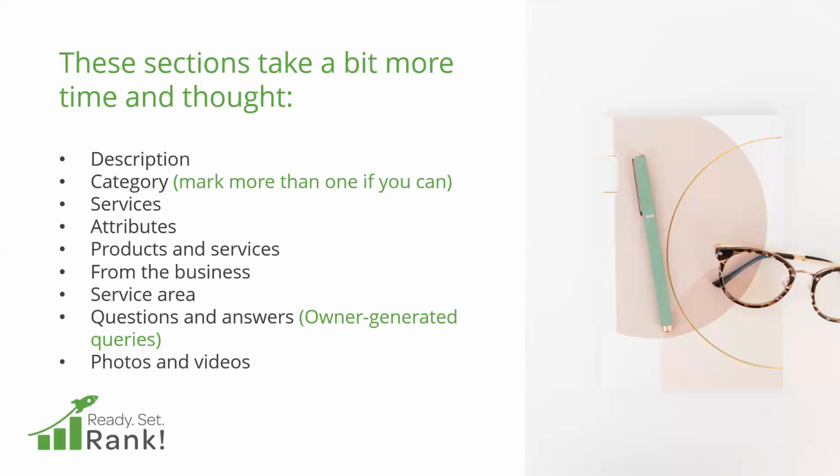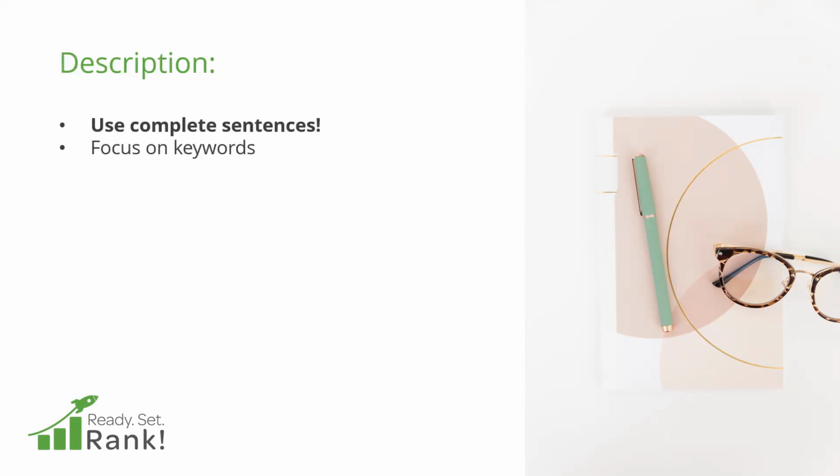The following are sections that take a little bit more time and thought. That would be your description, your category, services, attributes, products and services, service area, questions and answers, photos and videos. The description. You want to make sure that you take advantage of the characters you have, I believe it's 170 characters. I might be mistaken, but use as many characters as possible in the description.